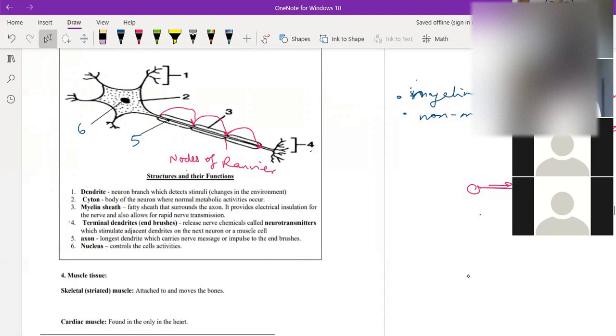Also remember that neurons don't directly connect with each other, there's no contact. There's a space between the neurons, known as the synapse or synaptic gap, the gap in between. This is where the neurotransmitters are released. Neurotransmitters are chemicals that stimulate the adjacent neuron. The synaptic gap.